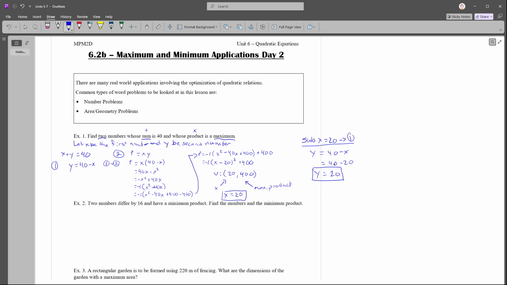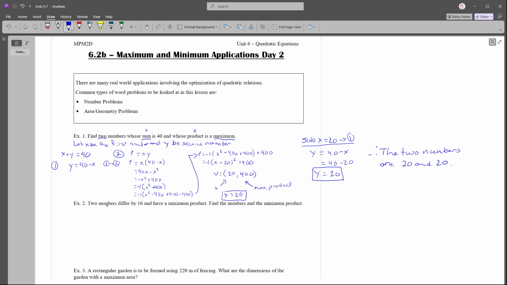All right, so now we need our therefore statement. This question is asking us for the two numbers. So therefore, the two numbers are 20 and 20. Great. That's the whole problem. Now, all of these number problems are going to be basically the same idea. The trick is to be able to make the initial equations the first time through. So let's look at the next one.